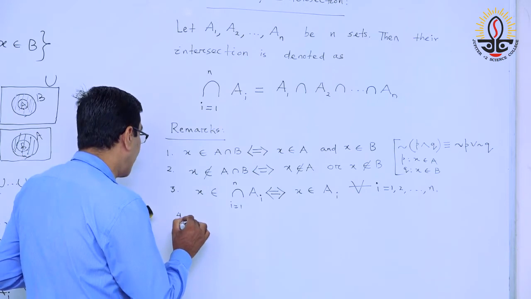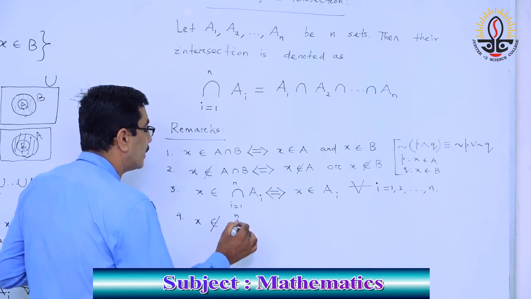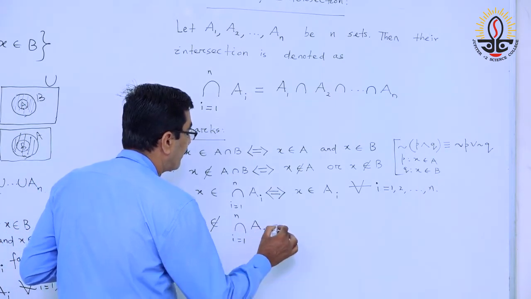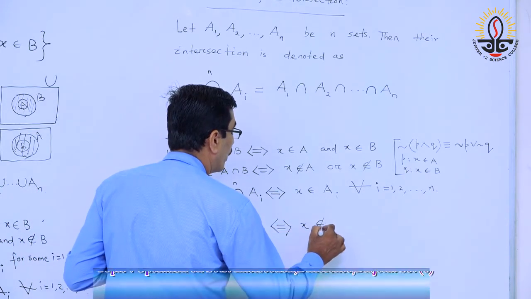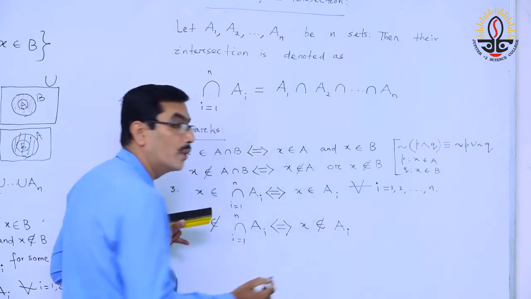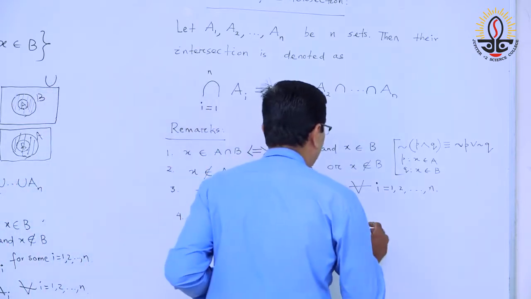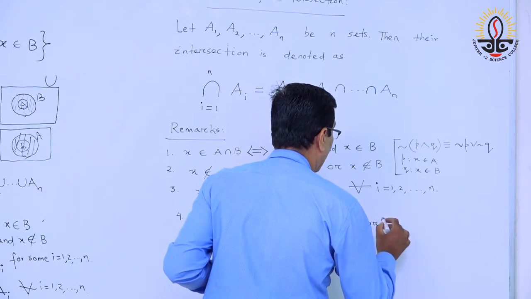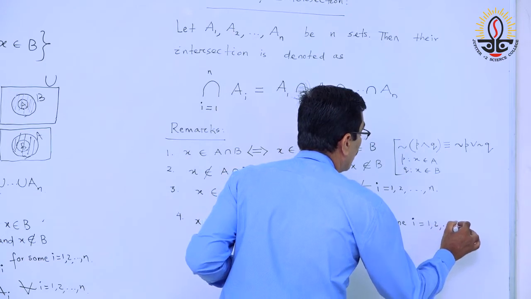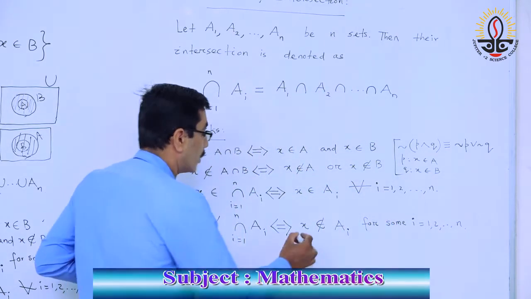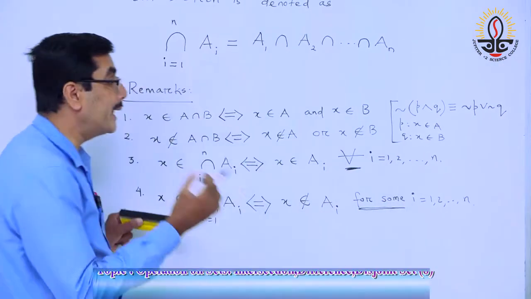Then the fourth one is x does not belong to intersection over i equal to 1 to n of Ai implies and is implied by x does not belong to Ai for some i equal to 1 up to n. Here, if x is not in one set, it cannot be in the intersection. So does not belong is for some, while belongs is for all in intersection.